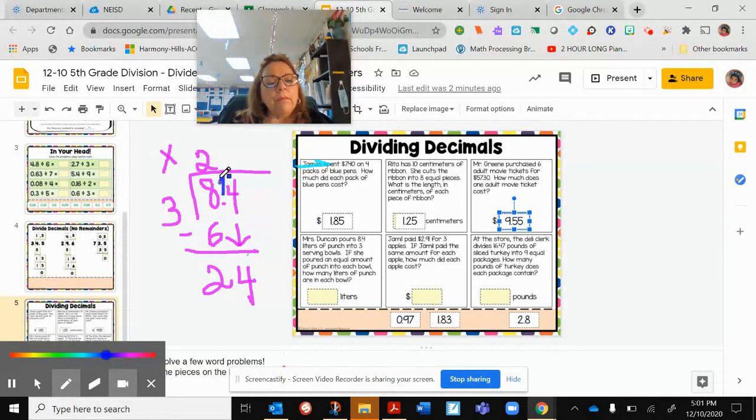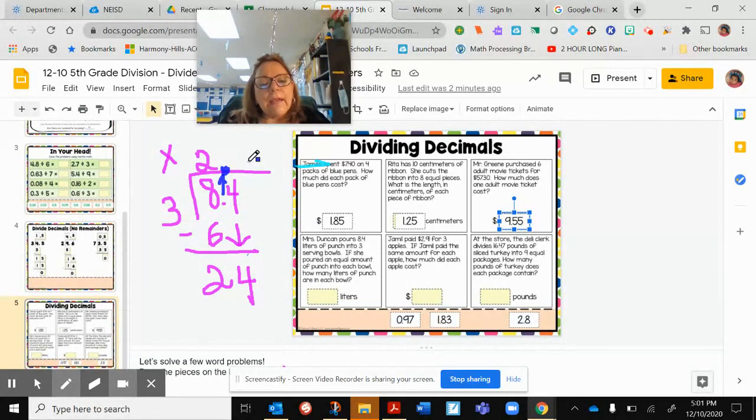I'm right here, so I'm going to do this in blue. Bring up my decimal. 3 can go into 24. I almost said the answer. 3 can go into 24 8 times, so 8 tenths will be in each group. And that's 24. And subtract out, and I'm good to go.